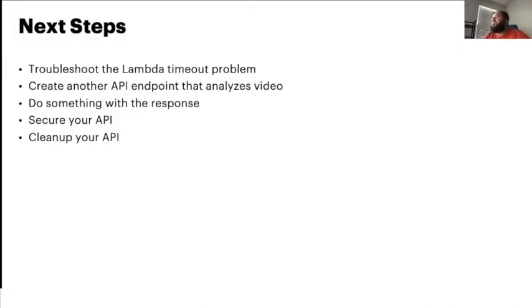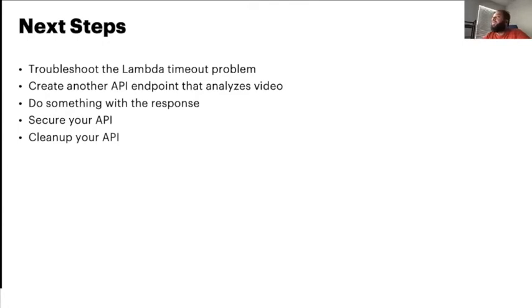So next steps. What can you do? Try to troubleshoot the Lambda timeout problem that I was experiencing. Increasing the Lambda timeout to about 10 seconds solved the problem, but that was still a little bit too slow. See if you can troubleshoot where my problem is in my code. Why don't you also try to create another API endpoint? And instead of just detecting labels in an image this time, can you try to detect labels in a video?